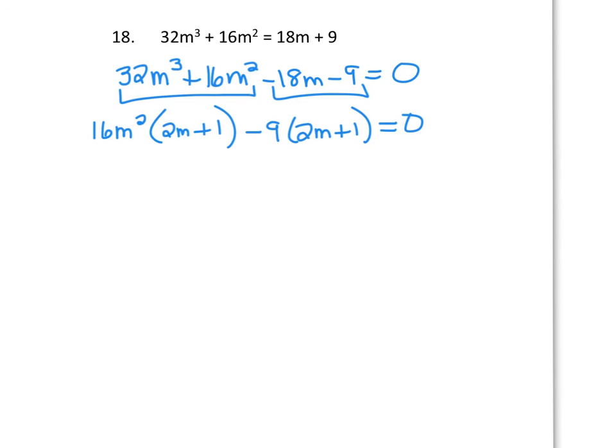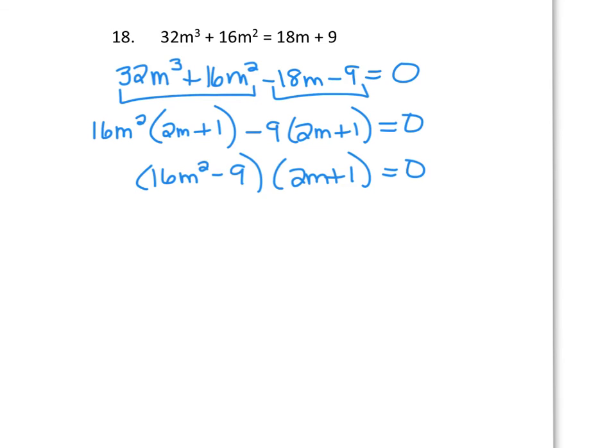Now we're going to take what's in front of our common binomial and group those together in one parenthesis. So 16m squared minus 9, and then you can bring down the 2m plus 1, equals 0. Now, if you want to make a t-chart at this point, you definitely can. If you want to factor this further, you can do that as well. I guess I'll just factor this further.